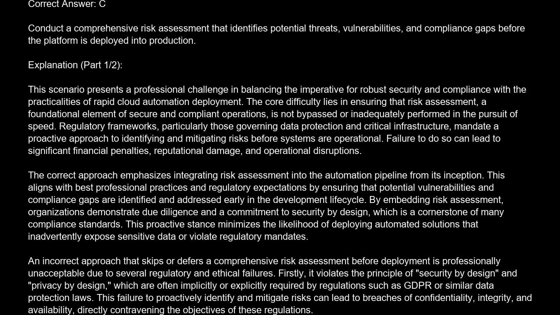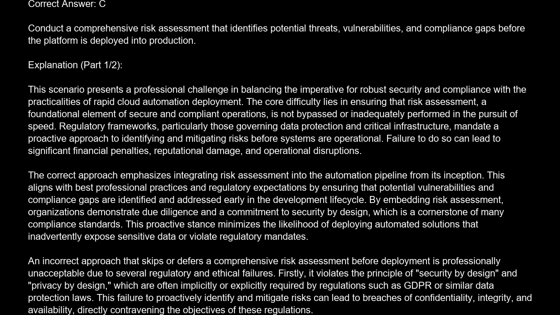Regulatory frameworks, particularly those governing data protection and critical infrastructure, mandate a proactive approach to identifying and mitigating risks before systems are operational. Failure to do so can lead to significant financial penalties, reputational damage, and operational disruptions. The correct approach emphasizes integrating risk assessment into the automation pipeline from its inception. This aligns with best professional practices and regulatory expectations by ensuring that potential vulnerabilities and compliance gaps are identified and addressed early in the development lifecycle.